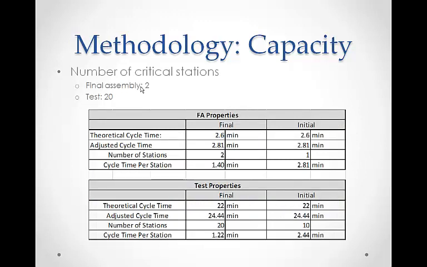Using existing cycle time data and the calculated takt time, I evaluated the number of stations that would be needed to keep the cycle time below the takt time. The test stations move from 10 to 20 stations because the client company already put in an extra 10 stations, resulting in the final 20. So I included this in the capacity study. For the final assembly, there is currently one station, which will give a cycle time per station of 2.81 minutes. However, if this were moved up to 2 stations, the cycle time per station would be 1.4 minutes.